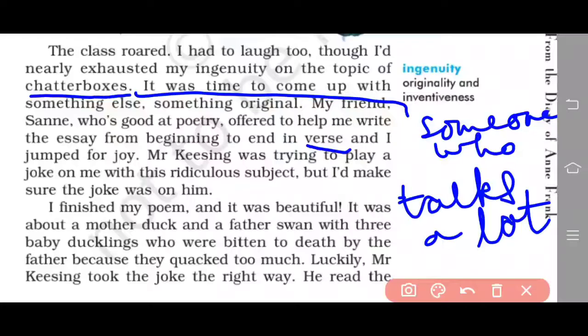Verse means in the form of poem. Ridiculous subject which makes anybody laugh.